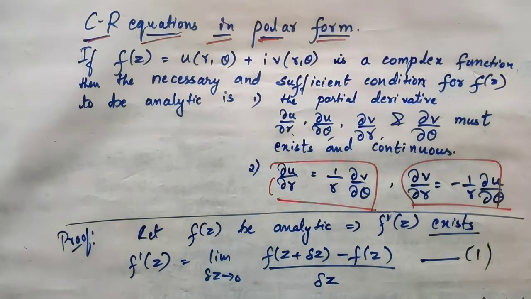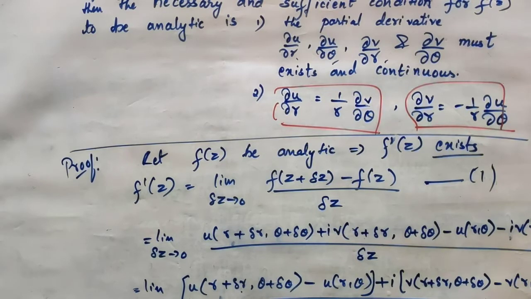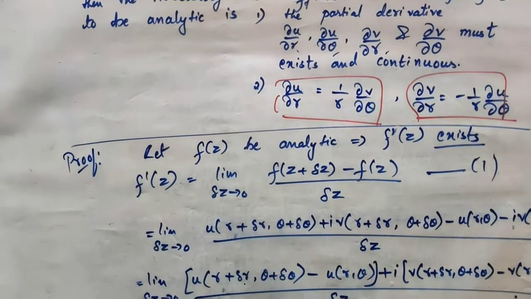So let's start with the proof. Let us consider that the function is analytic. Then f'(z) must exist. And how do you take the derivative of f(z) with respect to z? By the basic definition: f'(z) = limit of [f(z + δz) - f(z)] / δz. Call this equation 1.